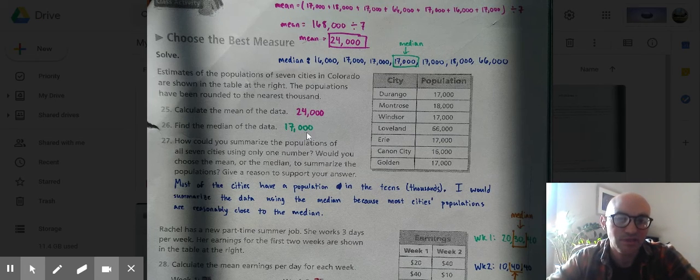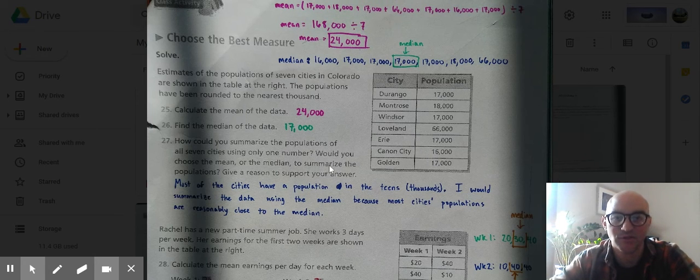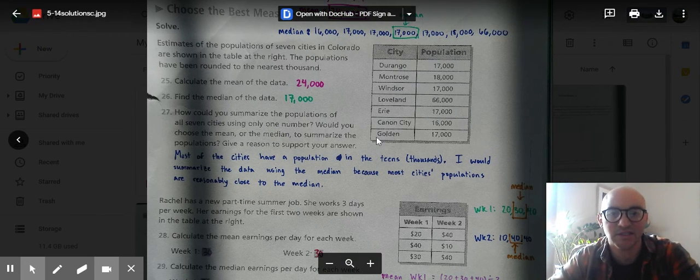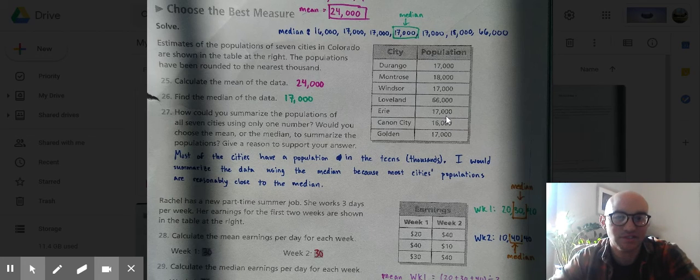I'm going to choose the median here because the median is so much closer to the city of Montrose. The median is so much closer to the city of Erie. The median is so much closer to Kansas City's population number. In other words, it's just more meaningful. It just makes more sense. If I was trying to share this data with someone who didn't know anything about these cities, the median would just be a better representation. It's closer to most of the city's population.